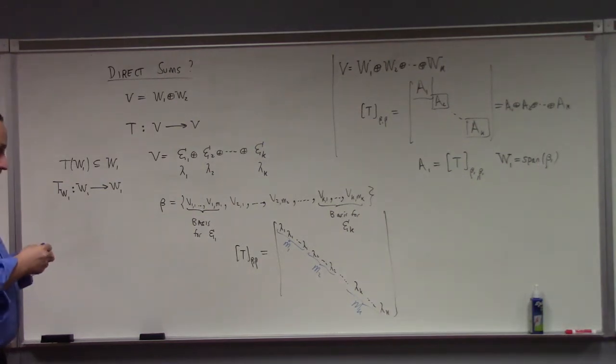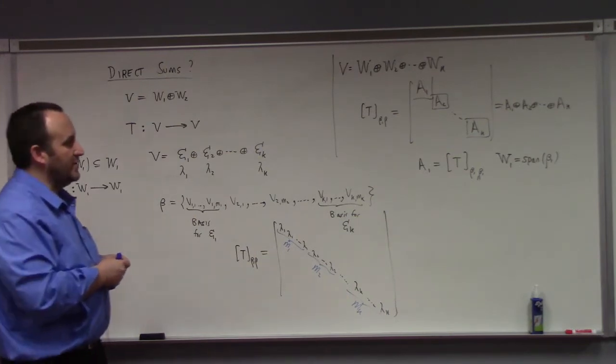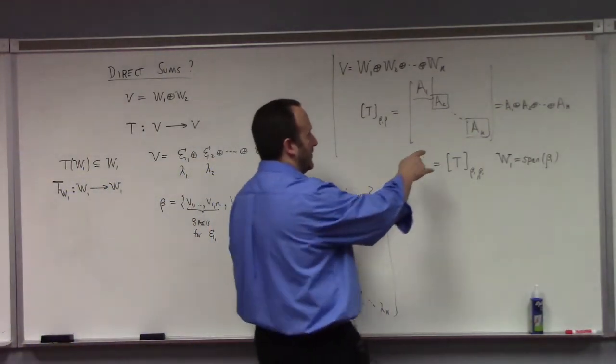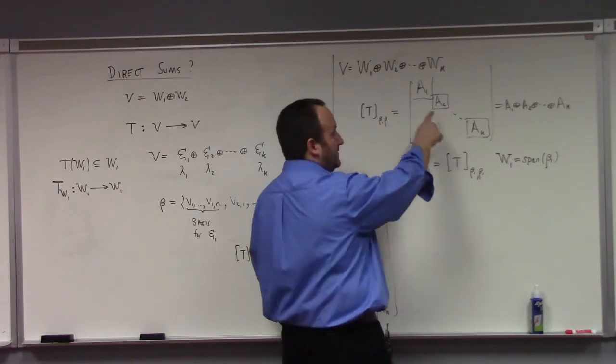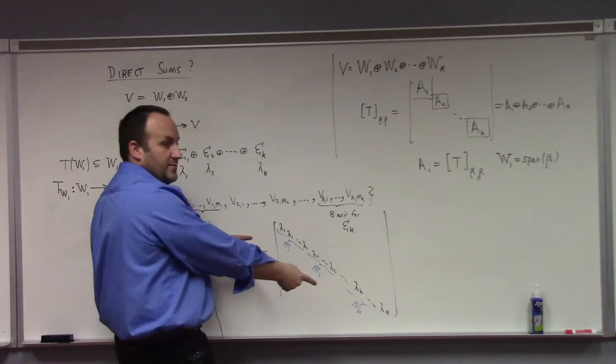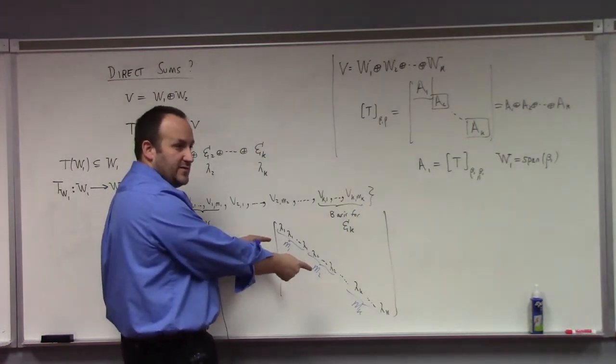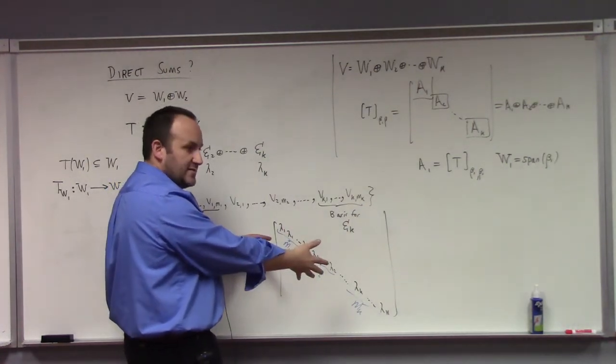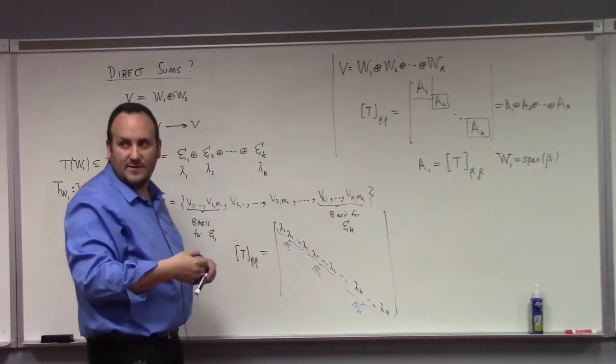It could be. It depends on whether or not it is a Jordan form. The question was whether or not this is a Jordan form. This would be a Jordan form if the A's were Jordan blocks. This is a Jordan form because a diagonal matrix is a special and most easy case of a Jordan form.